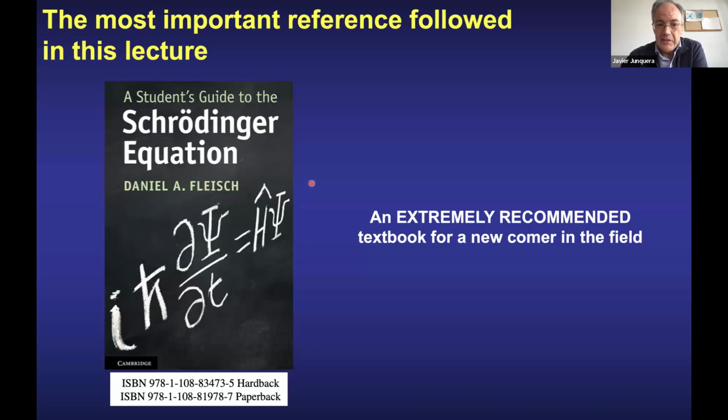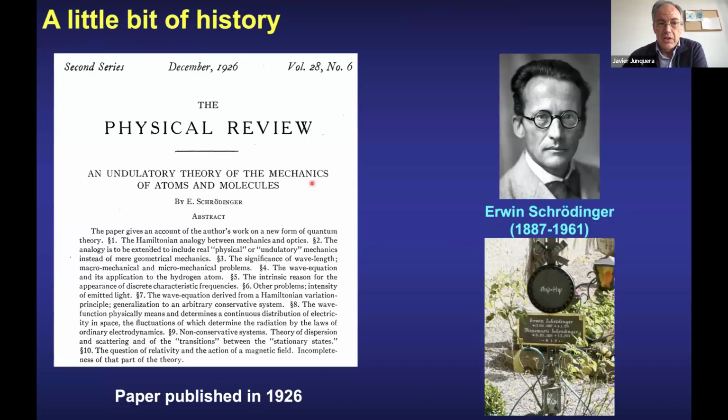Okay, so I extremely recommend to read this reference. So a little bit of history. The Schrödinger equation is almost 100 years old. It was published by Erwin Schrödinger in this paper here that appeared in December 1926.